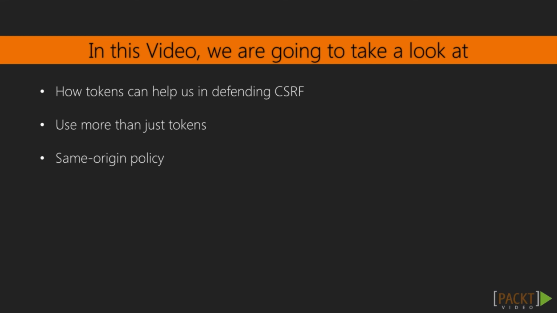So we have in this video how tokens can help us in defending against cross-site request forgery. And also we need to discuss how we can't just use tokens. Tokens aren't the answer to cross-site request forgery. We need to use more than just tokens, another line of defense. And we're going to be overviewing same origin policy and how that helps against CSRF.